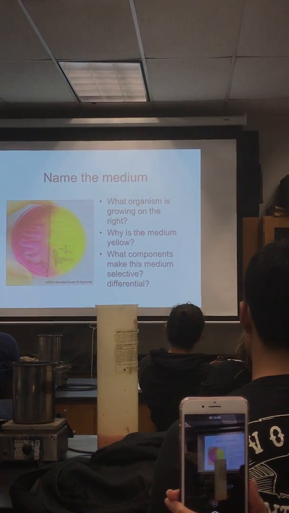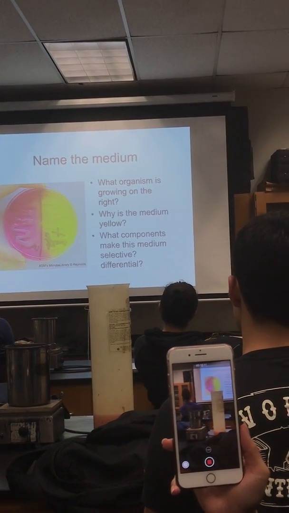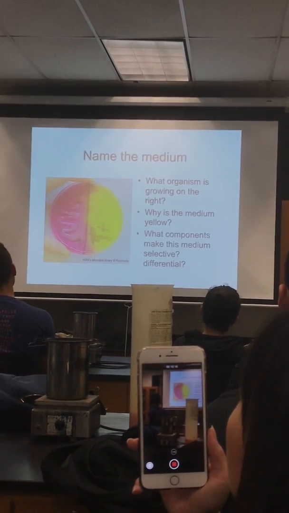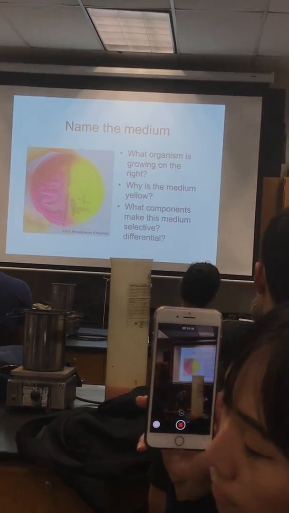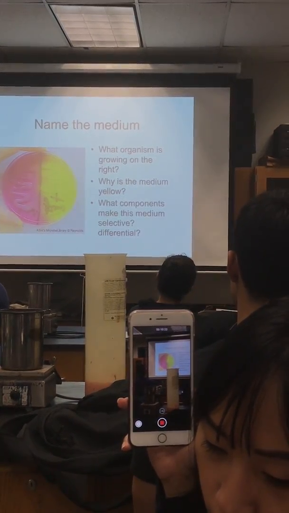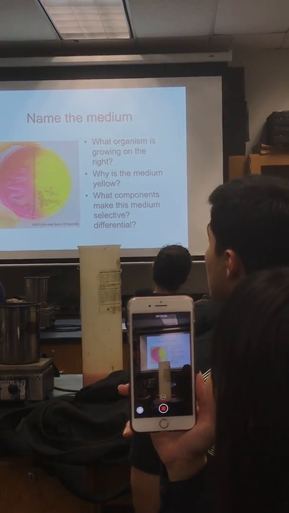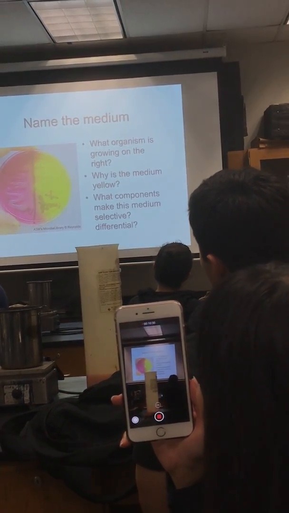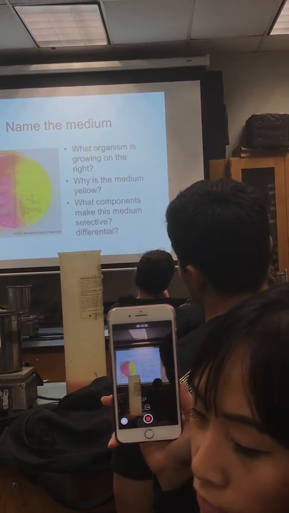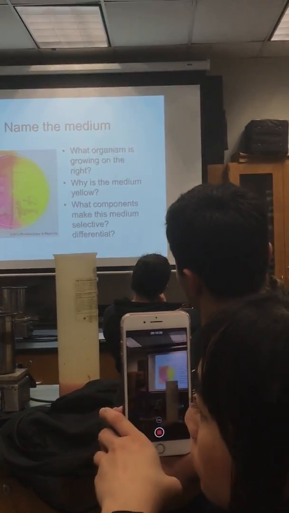Okay, another sort of red pinky medium. What medium is this? Yeah, MSA, which stands for? Mannitol salt agar. Which organism is growing on the right? It's one of the few where you really need to know what the organisms do. Yeah, Staph aureus. Why is it yellow on the right? Acid from? Mannitol fermentation. From fermentation of mannitol. Okay? That makes it a differential medium.